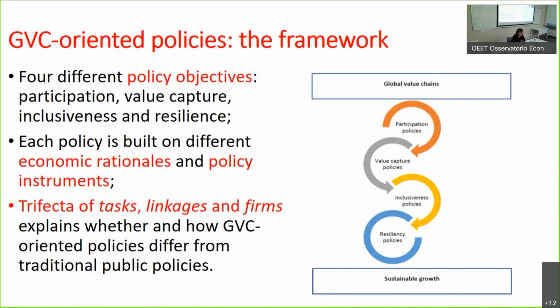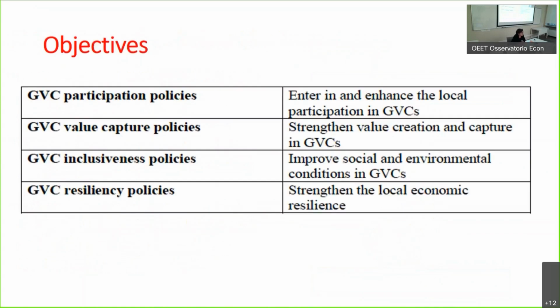And then we have introduced this trifecta of tasks, linkages, and firms, on the basis of which, as I will explain, we try to justify whether and how GVC-oriented policies differ from traditional public policy. So this is basically what I'm going to discuss today. So let me start from the objectives of GVC-oriented policies.